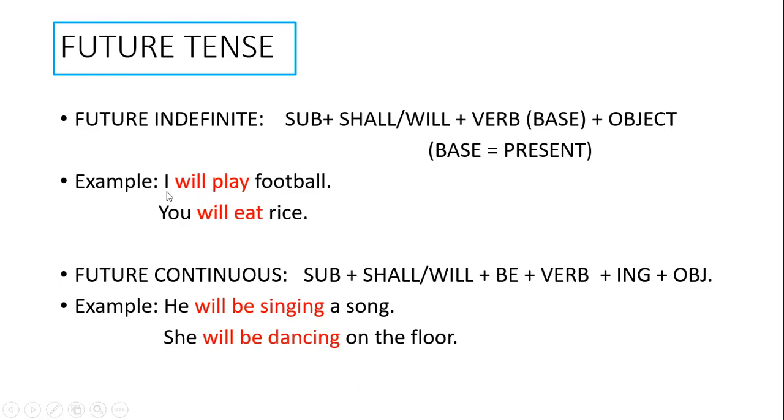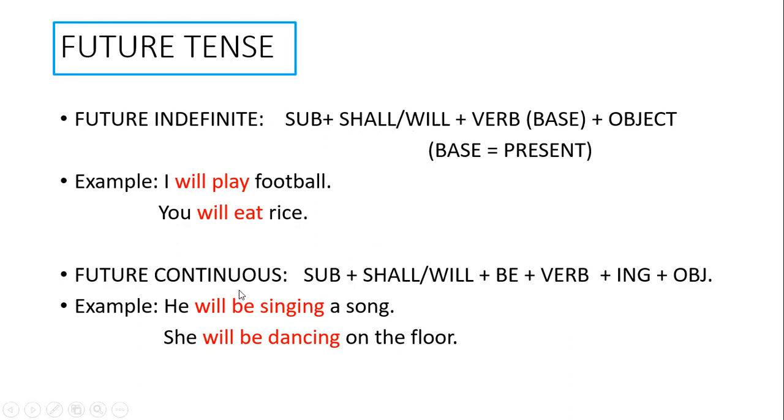For example, I will play football. You will eat rice. So whenever we use the future form, we have to use this modal auxiliary verb, shall or will, after the subject. So the examples of future indefinite are: I will play football, you will eat rice.